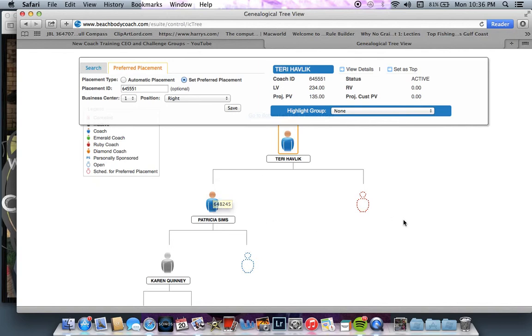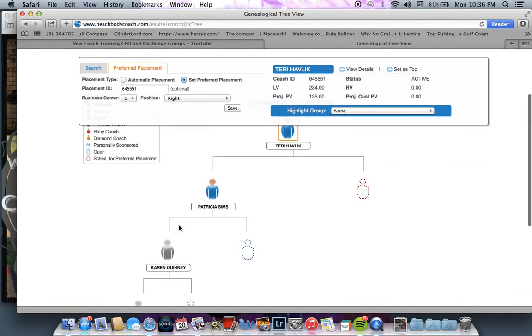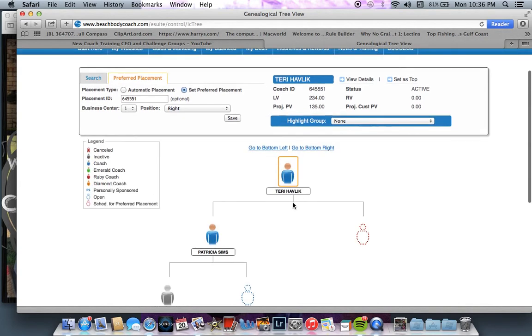You're going to want to be building strong left legs and right legs, and you're going to want to be thinking of that as a big triangle for placement of your coaches. You can see here that Terry already has some people underneath her on her left leg, but these people are not actually any of Terry's personally sponsored coaches.